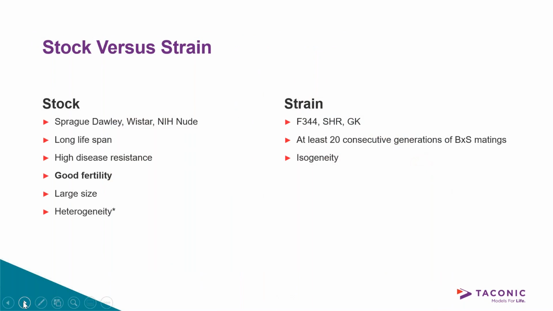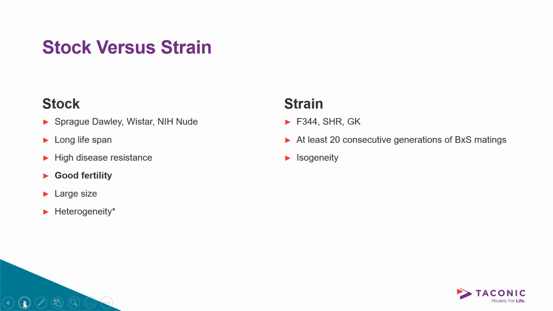So stock versus strain, I don't have enough time to really go through all of the genetics that have happened with rats over the years. Certainly there's not as many strains in the rat as there are in the mouse, due to a delay in genetic modifications that were easy in the mouse but not so easy in the rat. So stocks and outbreds have really dominated more in the rat than in the mouse. So stock, remember, we're talking about an outbred model. That would include Sprague-Dawley, Wistar, and the NIH nudes.